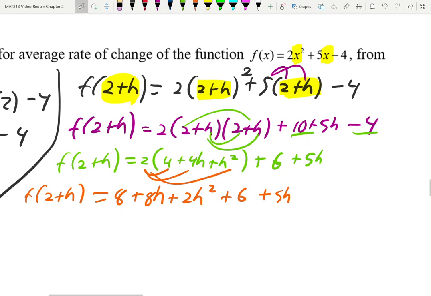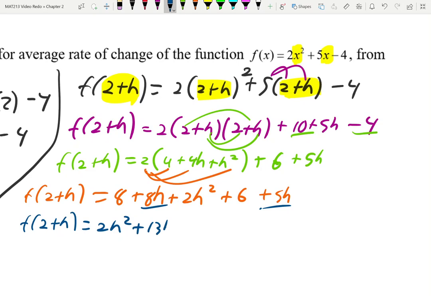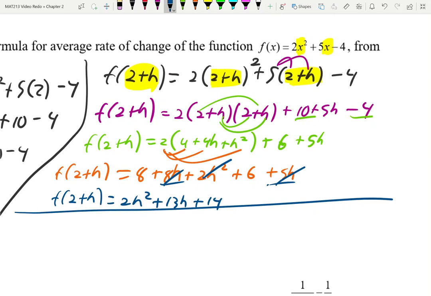All right. And now when we combine our like terms, get these things in a nice little order. Let's see, this is going to be 2h squared. 8h and 5h makes 13h. So those are taken care of. The h squared is taken care of. So now I just have the constants, which is 8 plus 6, which would be 14. All right, there we go. There's our equation. So now comes the fun part.